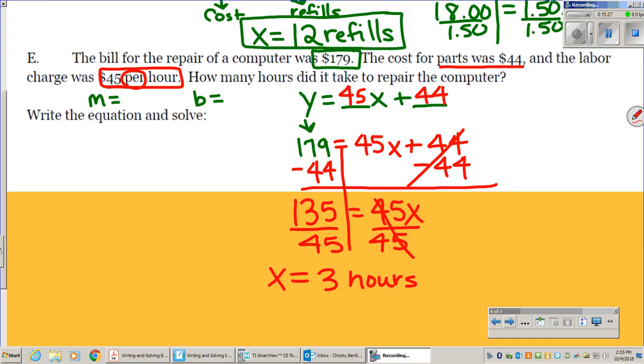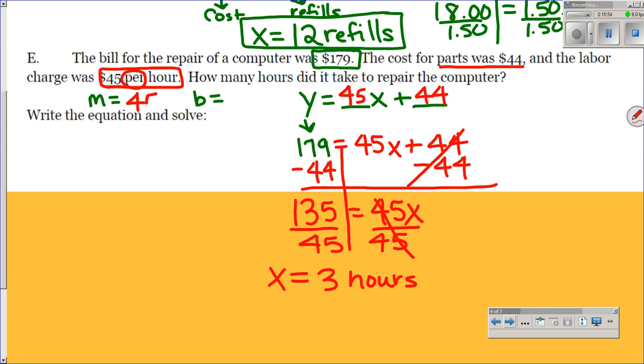Okay, now that you've had some time to try the problem on your own, you should have identified that you're paying the cost for parts. That's the one-time fee. You're going to pay for the parts to fix the computer one time. Then the labor charge was $45 per hour. Keyword here is per hour. So that means depending on the number of hours the job takes, we will have to pay $45 each hour. So $45 is your slope, and the cost for the parts is your y-intercept.